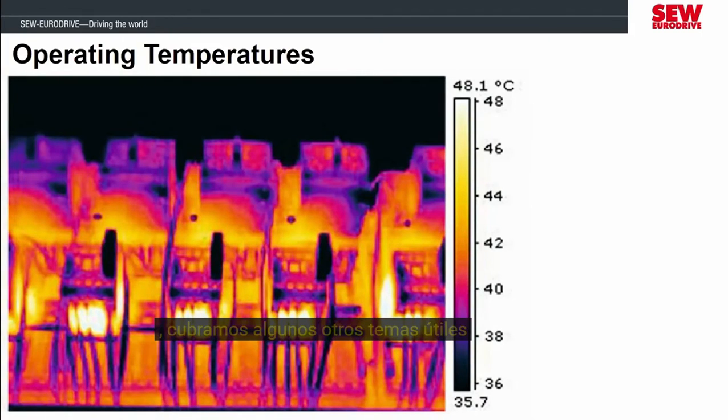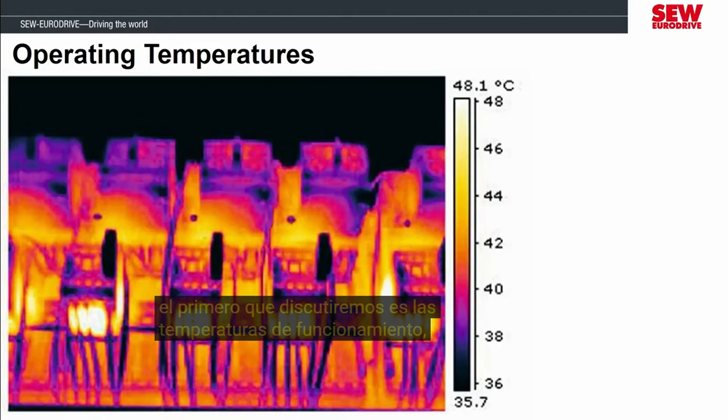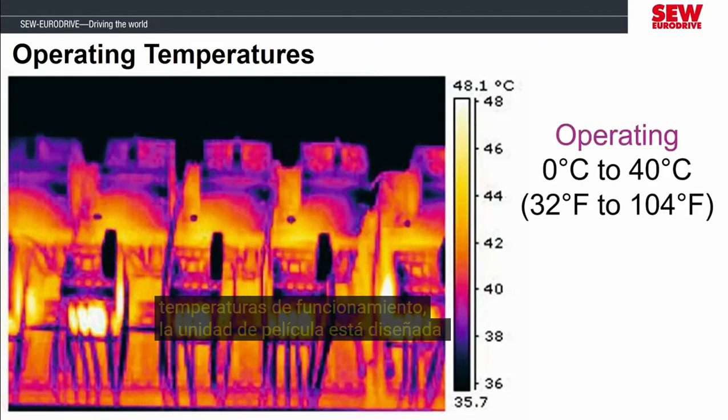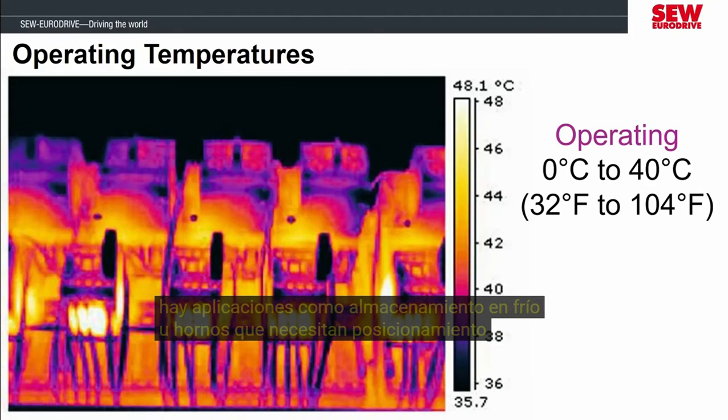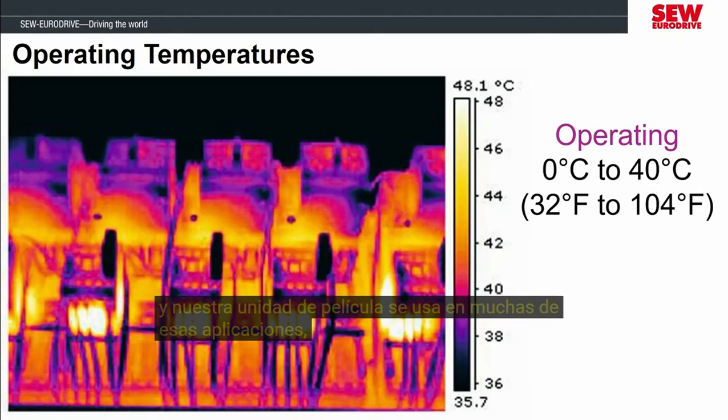Let's cover some other helpful topics you should know. The first one we'll discuss is operating temperatures. The MOVIDRIVE is designed to work in temperatures ranging from 32 to 104 degrees Fahrenheit. There are applications like cold storage or furnaces that need positioning, and our MOVIDRIVE is used in a lot of those applications.